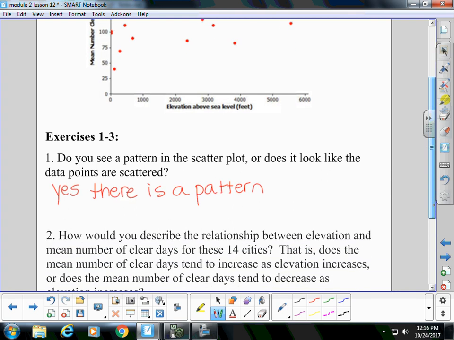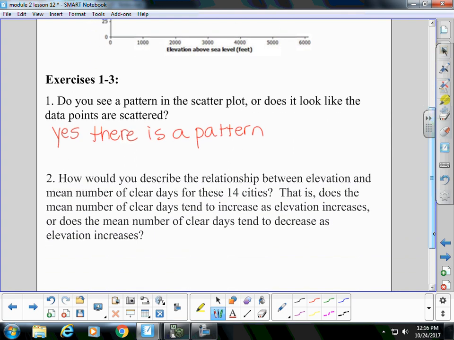Let's see what the rest of the questions say. It says, how would you describe the relationship between elevation and the number of clear days for the 14 cities? So I'm going to elaborate on this question a little bit more, since I wasn't sure exactly what they were going to ask. So I'm going to say yes, there's a pattern, and I'm going to say it looks more like a positive linear pattern.